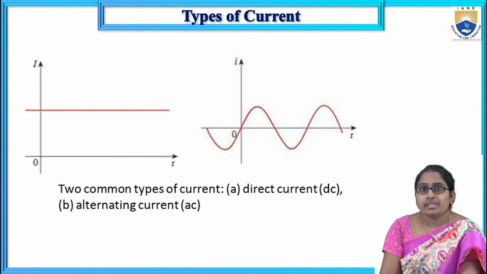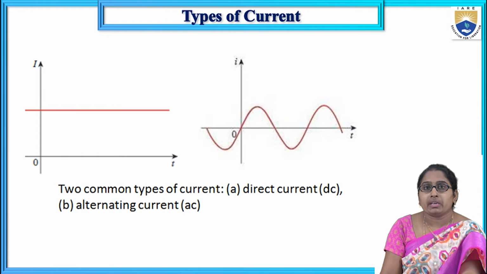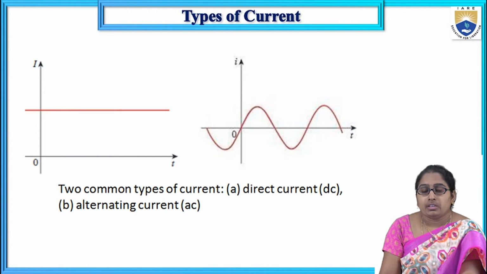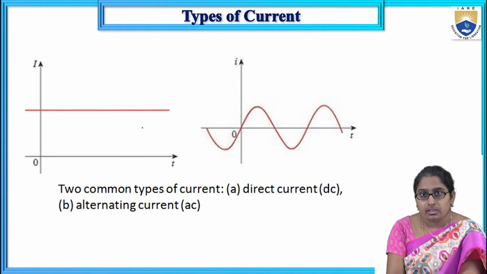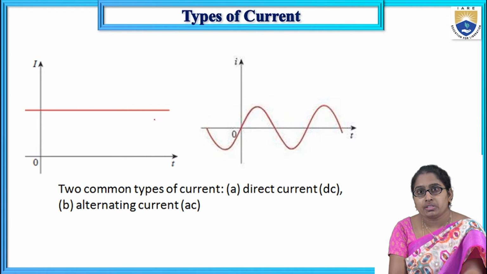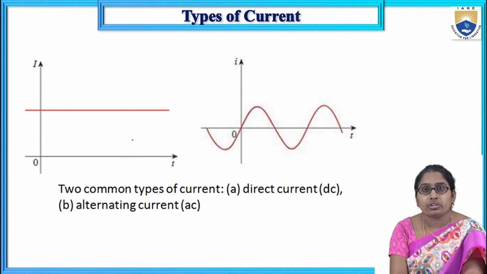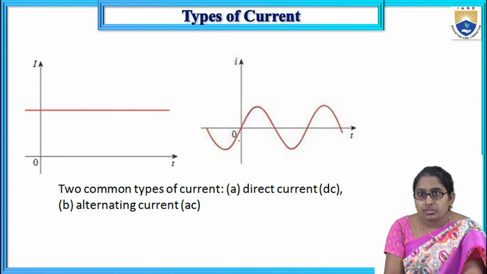So this is how a DC current is shown graphically. Figure A shows the direct current whose magnitude is constant with respect to the time, and it is denoted with capital I. And figure B shows the AC current, alternating current, whose magnitude is continuously varying with respect to time, and it is denoted with small i.